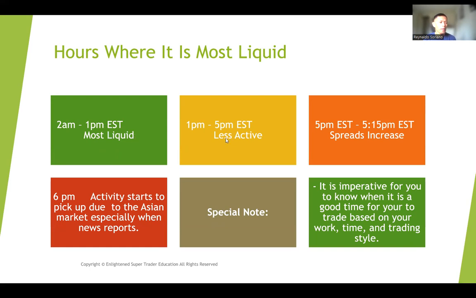And then 1 p.m. to 5 p.m., it's more or less active. So I would recommend not to actually trade within that time frame. Then 5 p.m. to 5:15, the spread will increase within that time zone. So 6 p.m. activity starts to pick up due to the Asian market, especially when news reports hit.